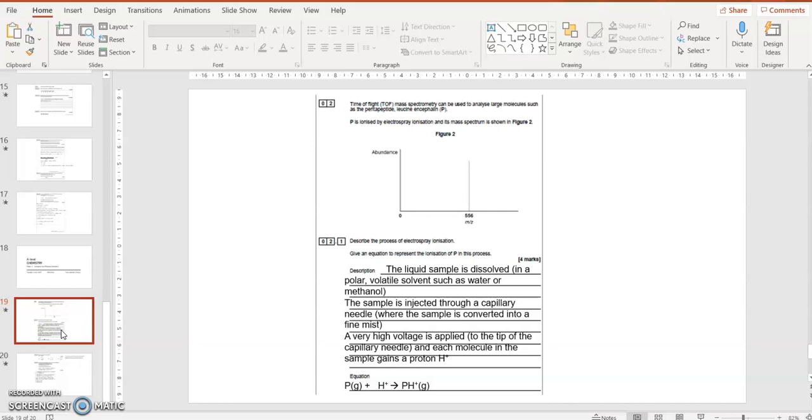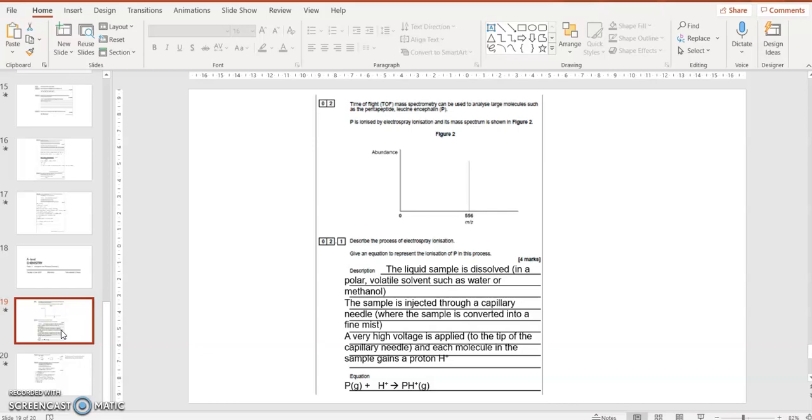It can be by bombarding the sample with high energy electrons. That's called electron impact. And P, gaseous, would turn to P plus gaseous and an electron. But in this case, they're preparing it with electrospray ionization. It's always worth 3 or 4 marks.